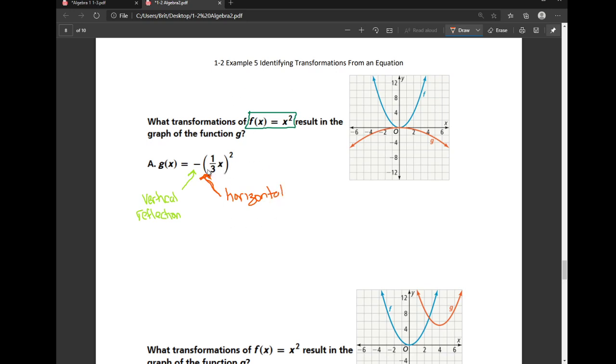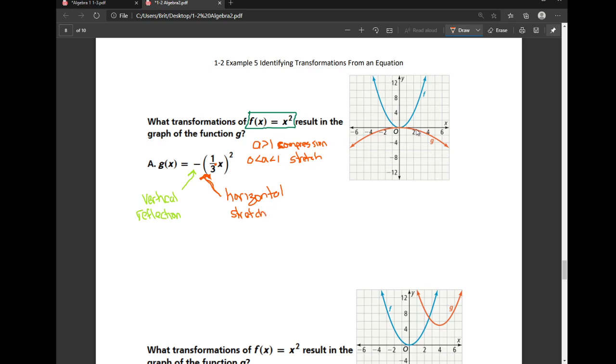Now remember, horizontal stuff feels a little backwards. So if you're multiplying to the x, this is going to be either a stretch or a compression. So here, if a is greater than 1, it's going to be a compression. I almost started writing stretch there because I'm not used to going backwards. And if a is between 0 and 1, you should get a stretch in the horizontal direction. So here a is 1/3. That is between 0 and 1, so this is a horizontal stretch by a scale of 1/3.